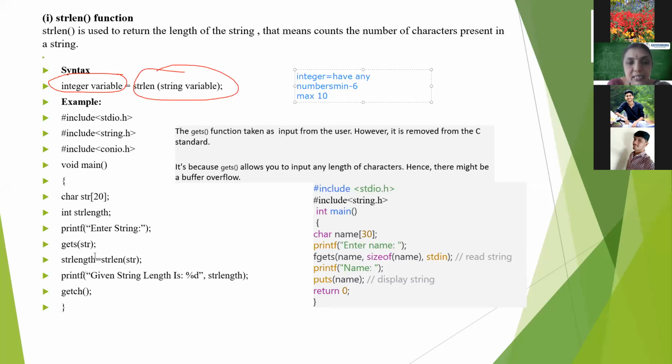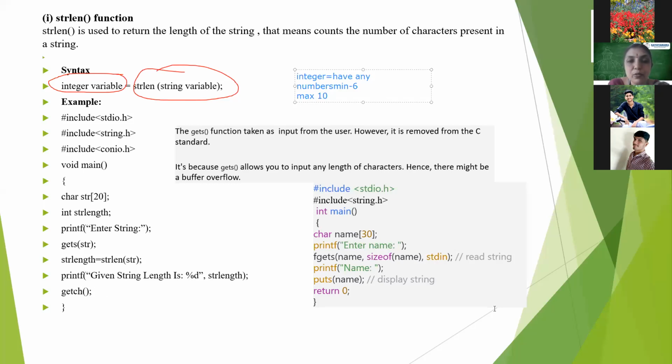String length is equal to strlen: I am assigning to an integer variable named string length the strlen of the given string, to find out its length. So printf, given string length is percentage d comma string length. Getch, I have used void main over here, so I use getch. If I use int main, I would give return 0. Okay, able to follow this? We'll execute this program.